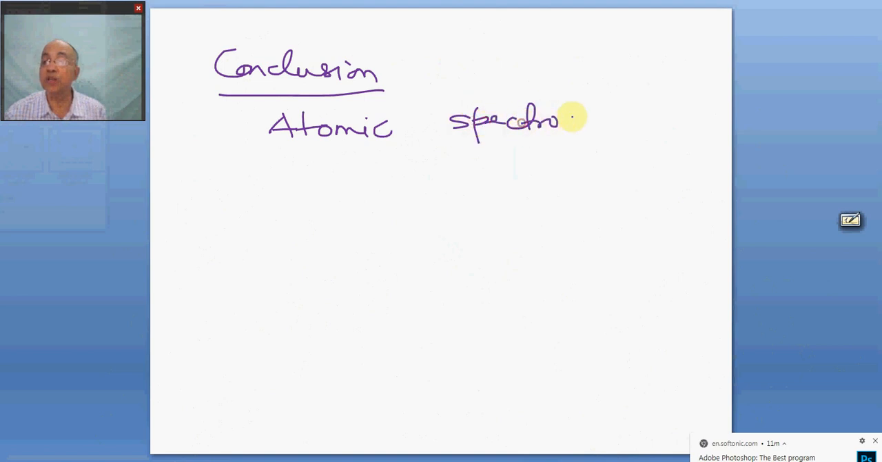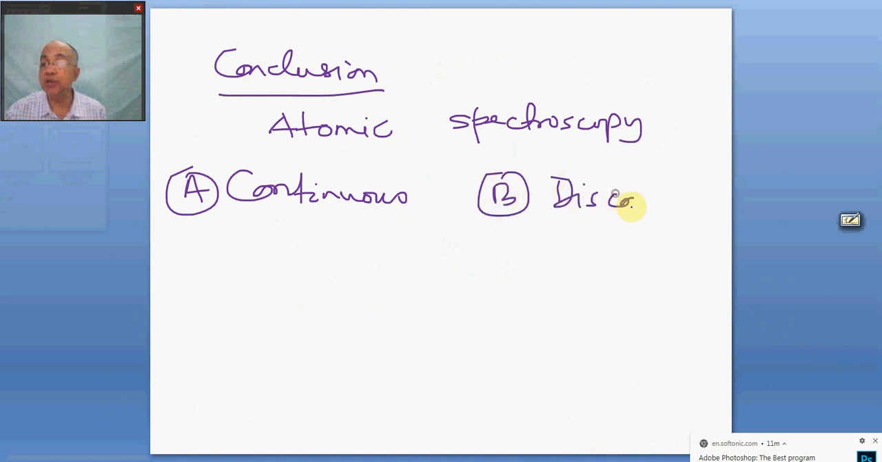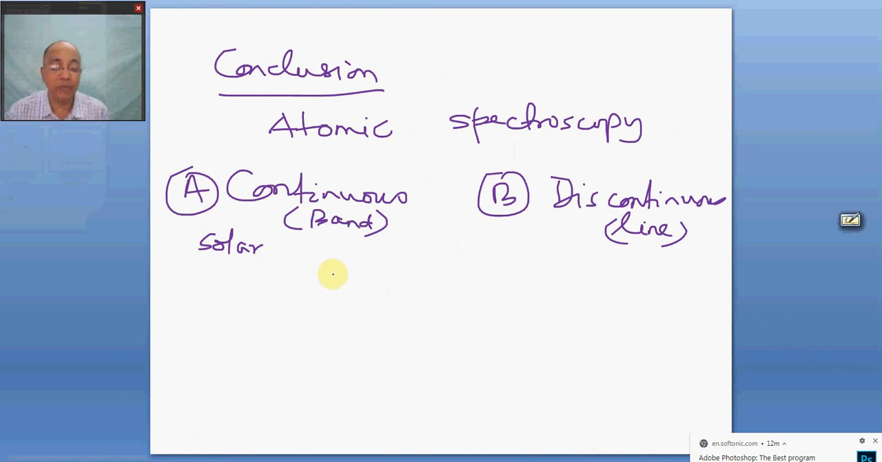Atomic spectroscopy we learned. And we have 2 types of spectra. One is the continuous, and one is the discontinuous. This is called the band spectrum. This is called the line spectrum. Solar spectrum, VIBGYOR, the spectrum obtained from white sunlight, or black body radiation, or incandescent lamp. So these are continuous patterns. This is continuous spectrum. And discontinuous spectrum can be either lines, containing few lines, maybe in the absorption mode, that is dark lines, or in the emission mode.